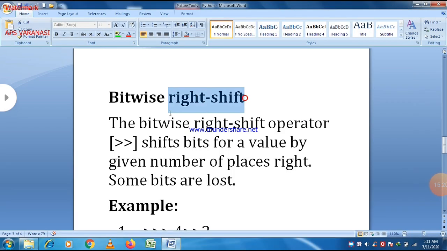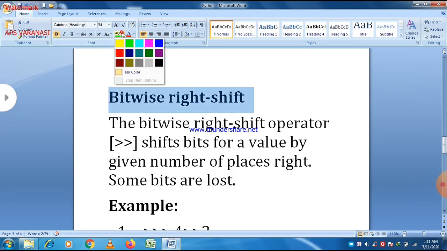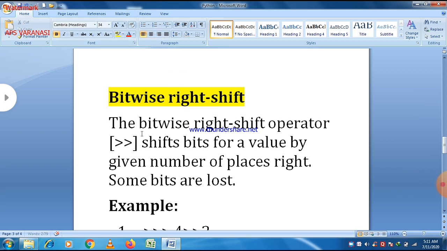Bitwise shift right operator. The bitwise right shift operator is just the opposite of the bitwise left shift operator. This is the sign of the bitwise right shift operator. You can easily see that, and the working is just opposite to that of the bitwise left operator. It simply shifts the bits in the right direction.